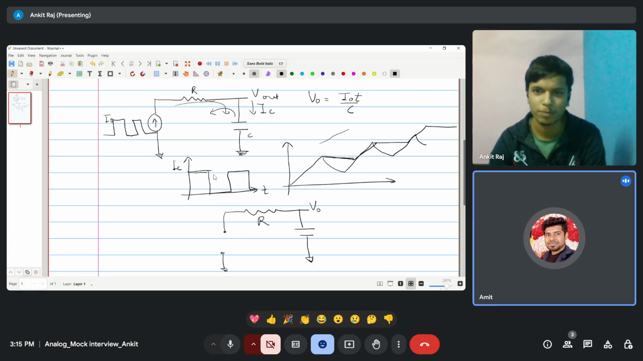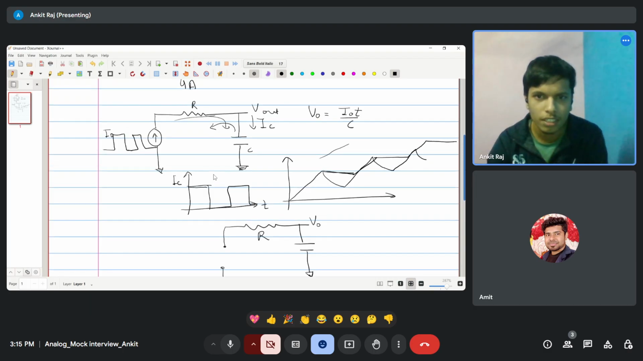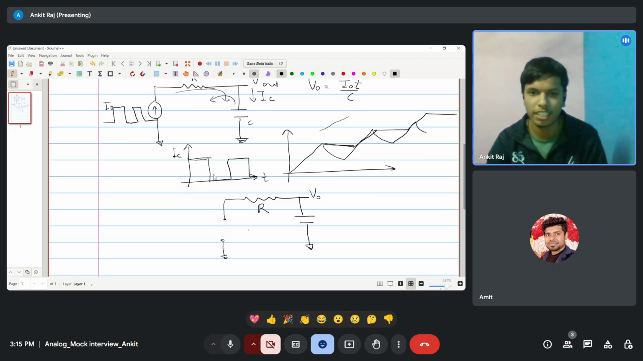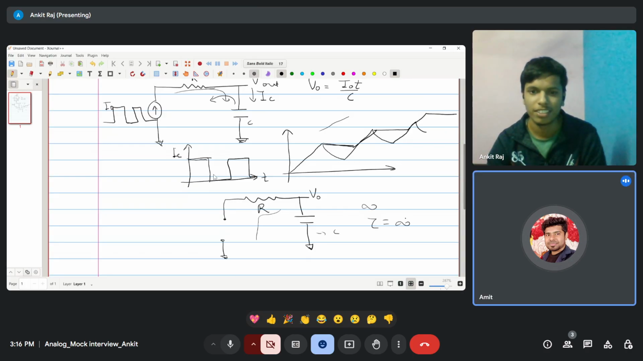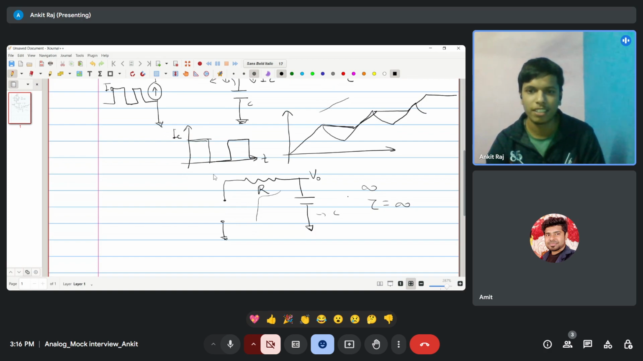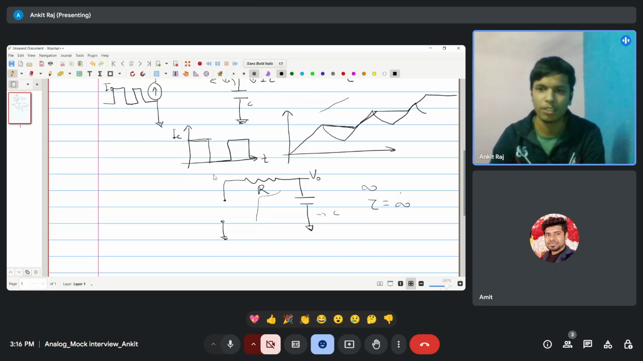Now, what is the time constant of the circuit? Since it's not exponential, if we see the resistance across this capacitor, it's infinite, and C equivalent is C, so the time constant will be infinity. What does it signify? It will reach stability, steady state, at infinity.